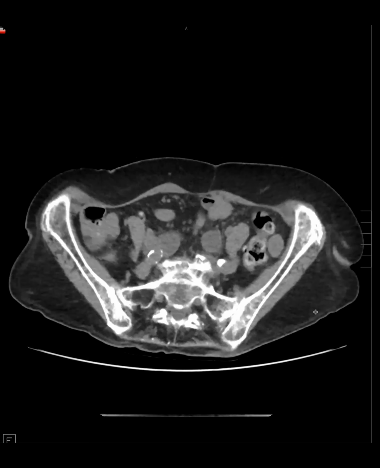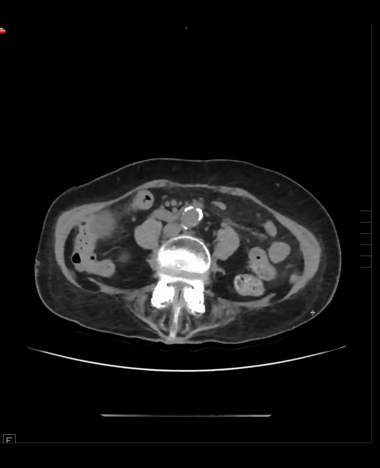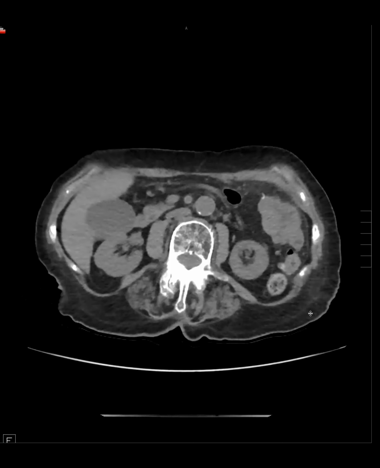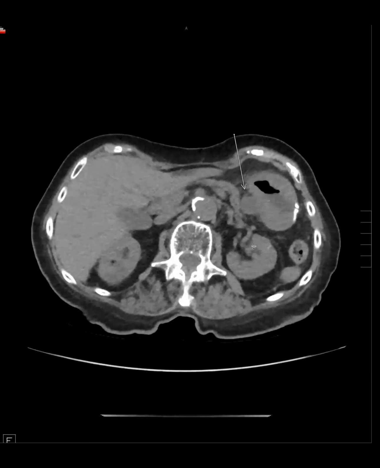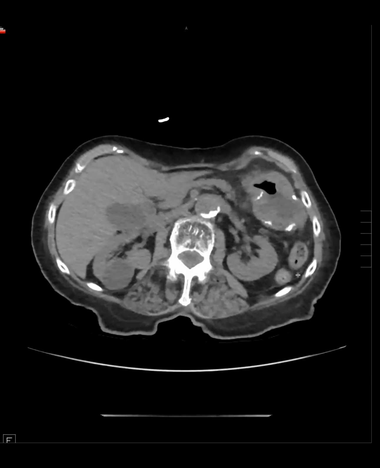I thought I saw something mass-like up by the splenic flexure of the colon, but right there. Oh, that's... Yes. There's something posterior to the liver along the suture line. The patient had a partial gastrectomy for prior gastric cancer.